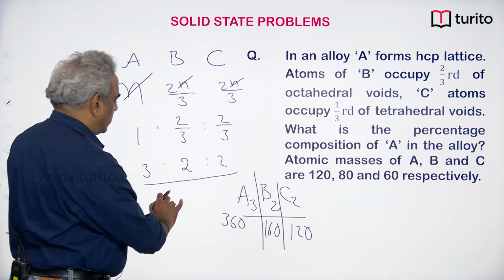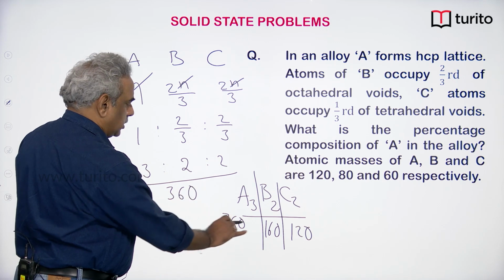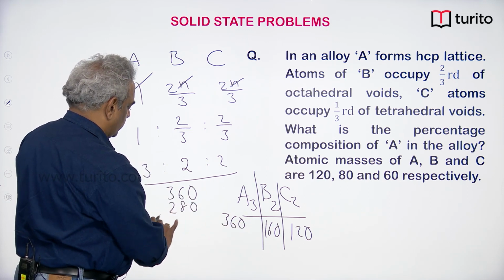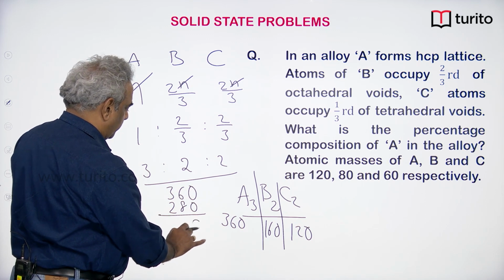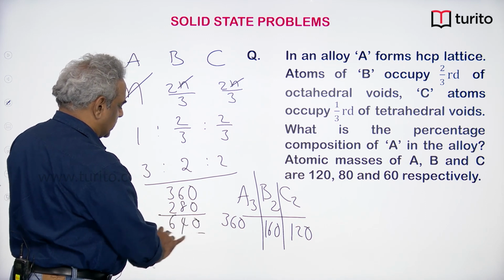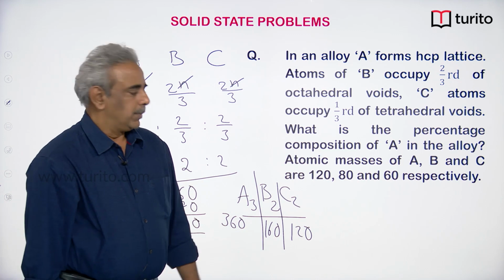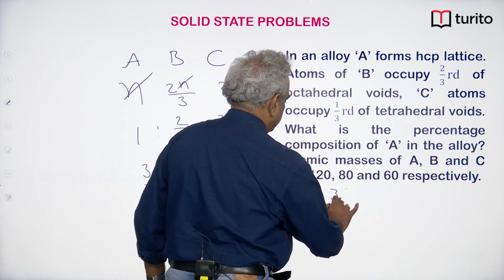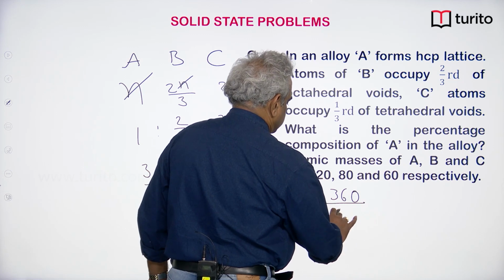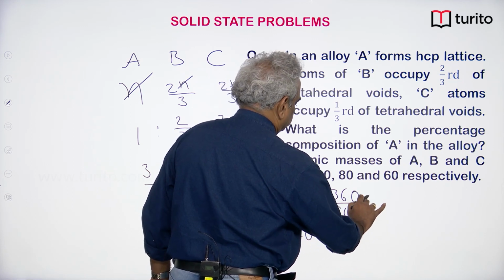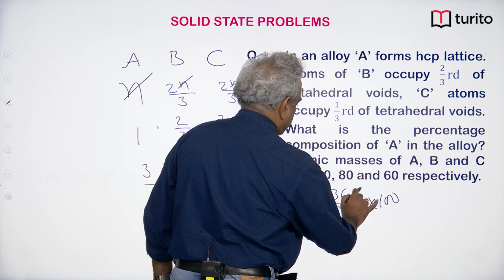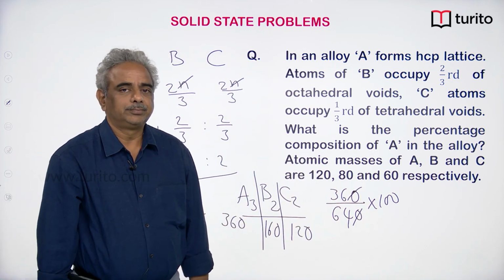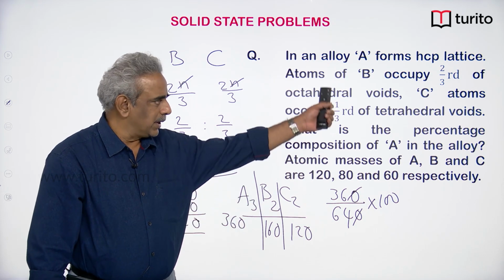So, 360 plus 160 plus 120, that is 280, makes 640. But he is asking the percentage of A. So, 360 by 640 into 100, the 0 gets cancelled, and whatever value you get there. So, as simple as this.